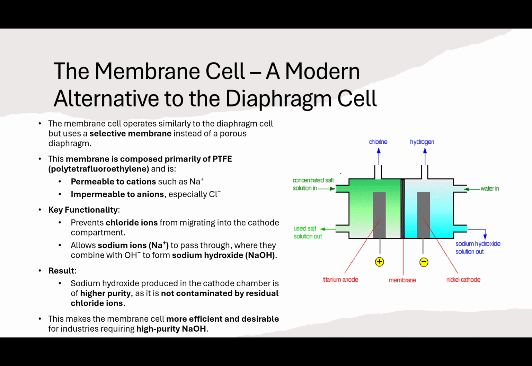So the diaphragm cell and the membrane cell are essentially the same. The only difference is that in the membrane cell, the membrane is made of polytetrafluoroethylene, while in the diaphragm cell, the diaphragm is made of asbestos. In the membrane cell, the anode is titanium and the cathode is nickel, while in the diaphragm cell, the anode is still titanium, while the cathode is steel. We must be able to catch those differences.